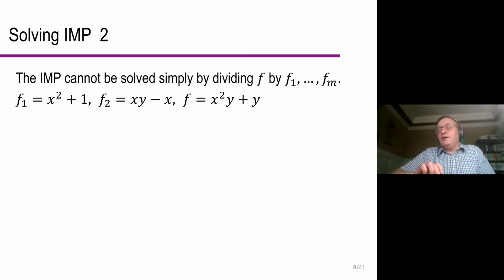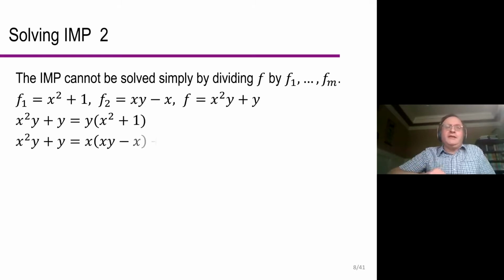If I'm lucky, if I start dividing, I can very easily conclude that yes, it belongs, because it's just y times f1, right? So it does belong to the ideal. But if I do it in the wrong way, and I start, say, dividing my polynomial first by xy minus x, then this is what I get.